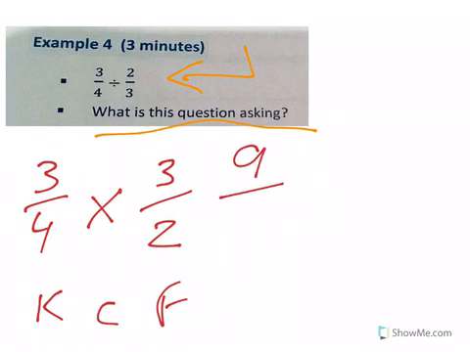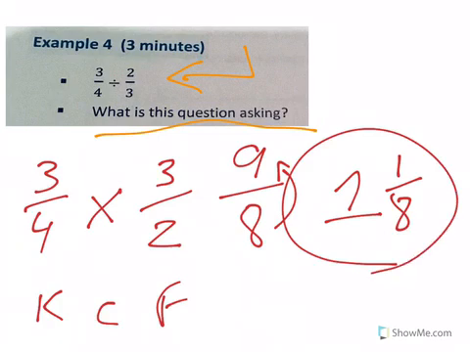3 times 3 is 9. 4 times 2 is 8. We have 9/8. 8 goes into 9 one time, which equals 8. There's 1 left over to get to 9. Denominator stays the same. We have 1 and 1/8. That's one way to do it.